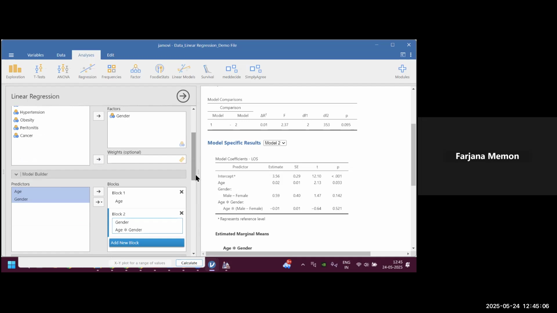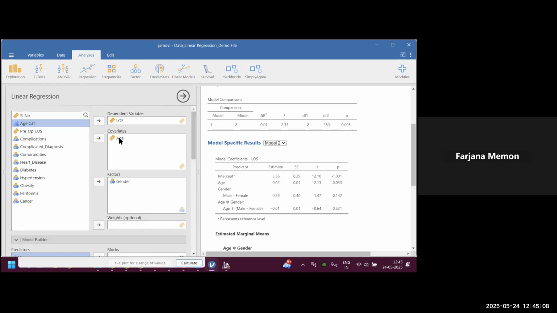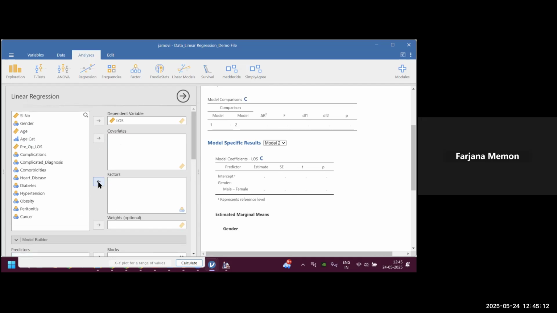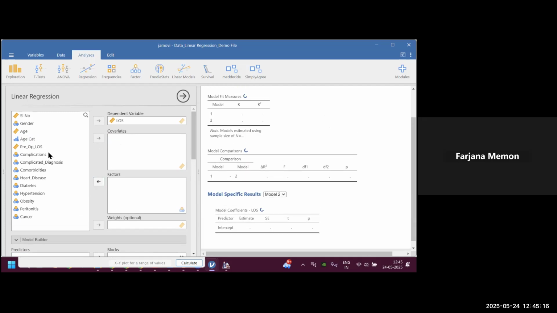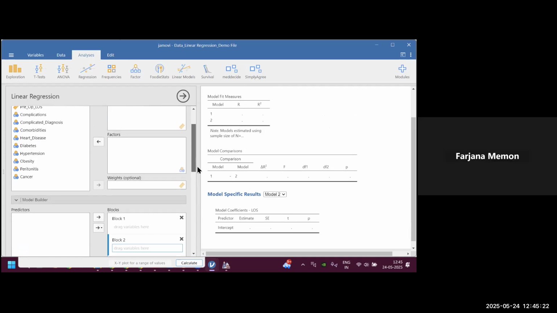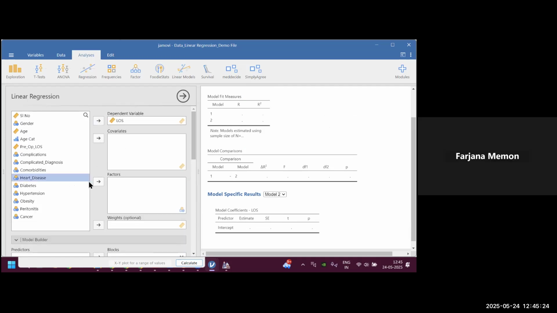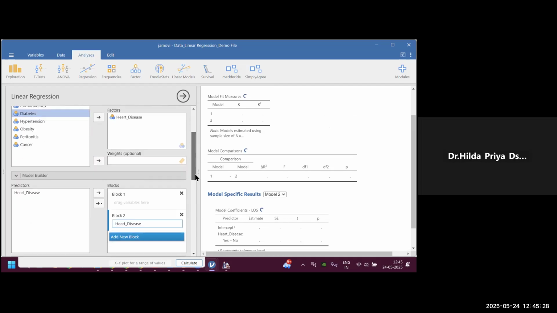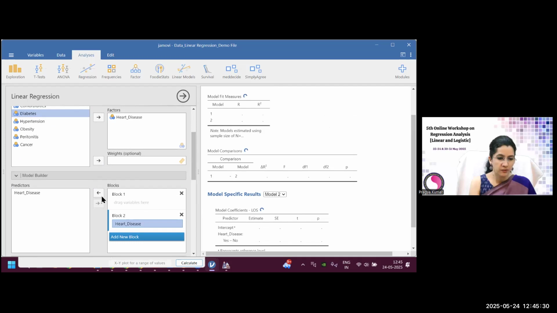Ma'am, I was in the same room and simultaneously I did the same process again. But I think we were confused about what we had taken as a primary predictor. He's saying, Dr. Suresh is saying, take heart disease as a primary predictor. So we took heart disease as primary and again, let's try that once.